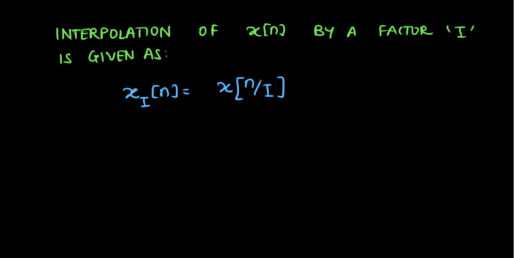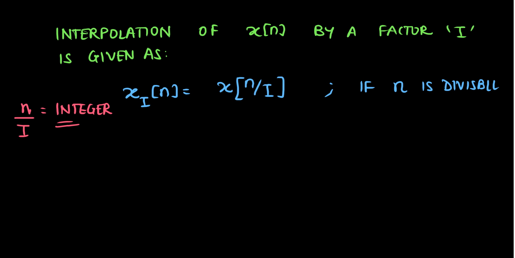Now the thing that we need to keep in mind is that we want this n by I as an integer because we are considering this discrete time signal. So basically this n by I must be an integer, which means that this relation xi of n is equal to x of n by I is valid only if n is a multiple of I, and it is equal to 0 otherwise.